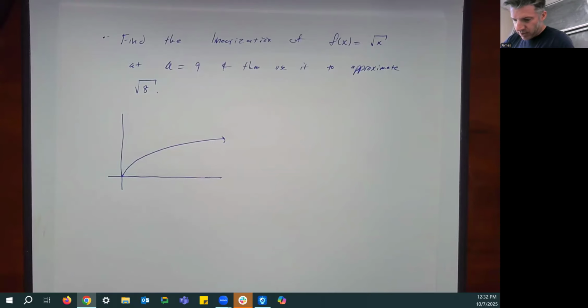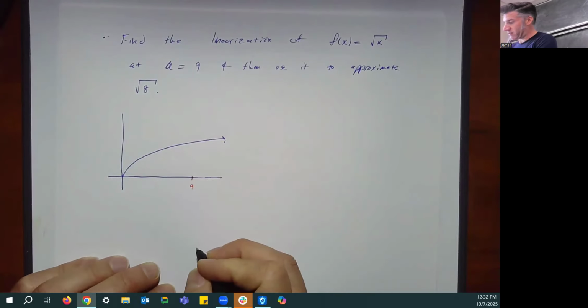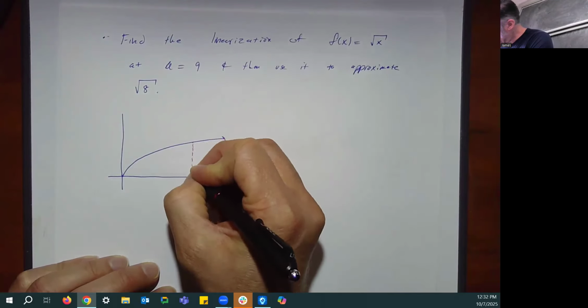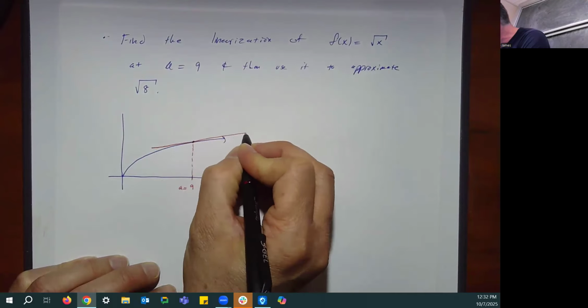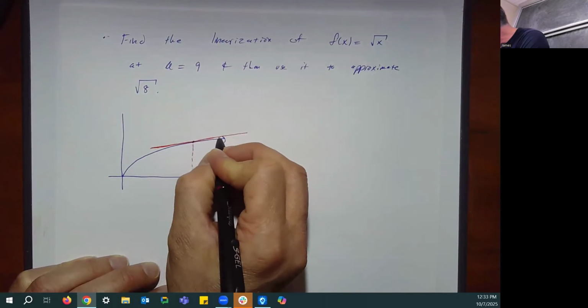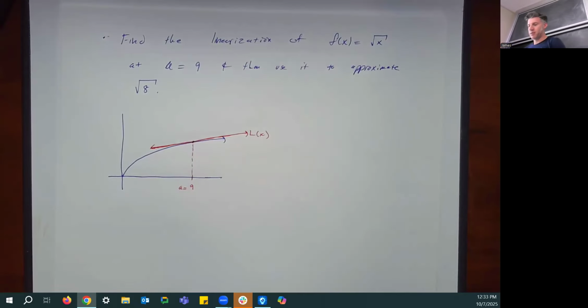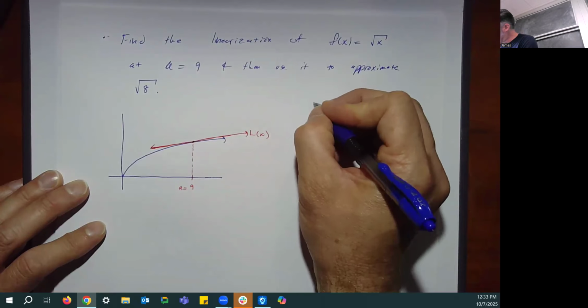So graphically, what's happening here is we're saying, here's my x value, my a value 9, and we're just going up to the function, and we're finding the equation of this tangent line. So this line here, that is our L of x. Our function is the square root of x.